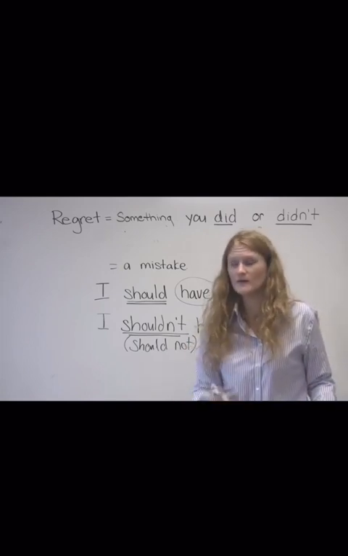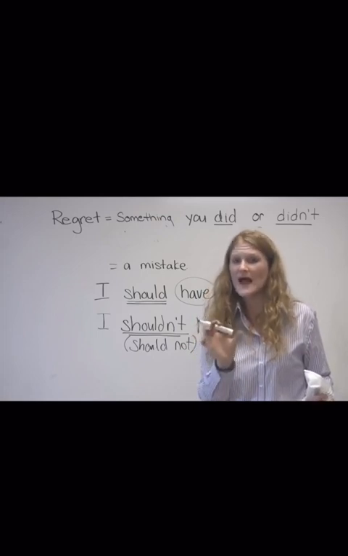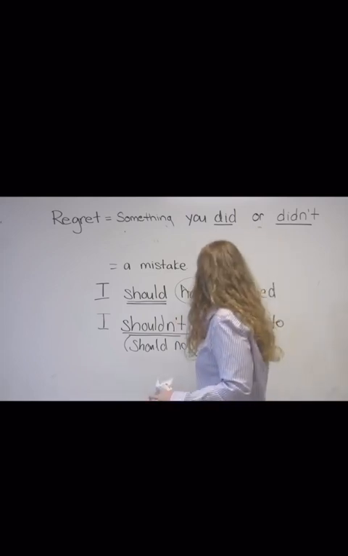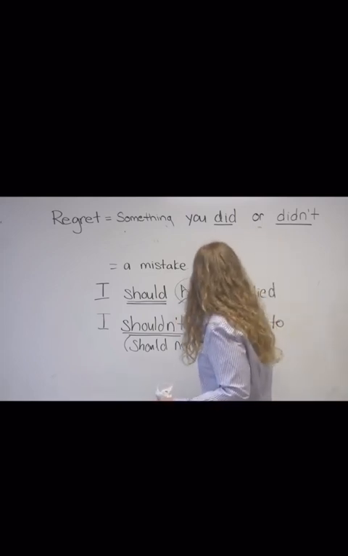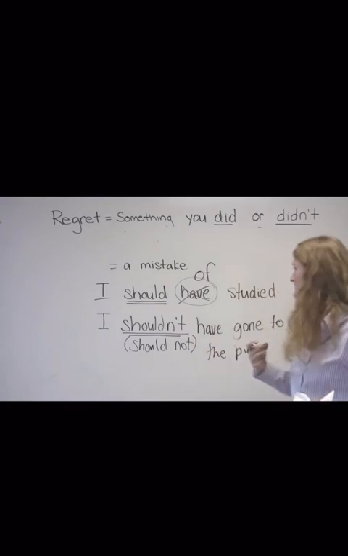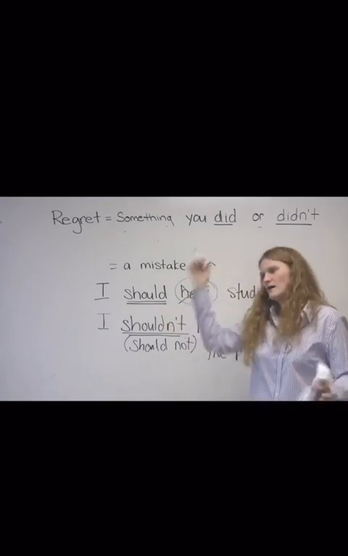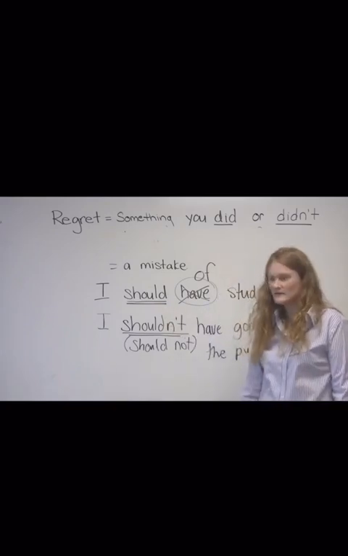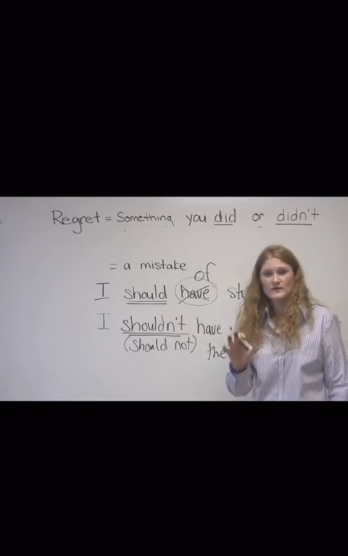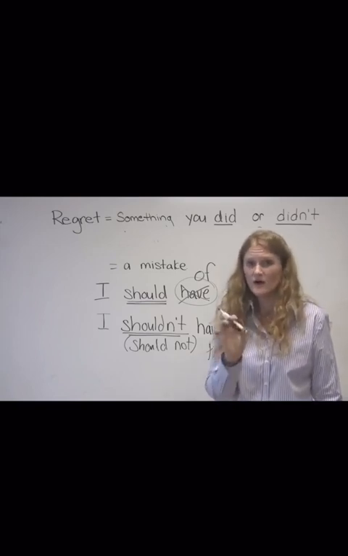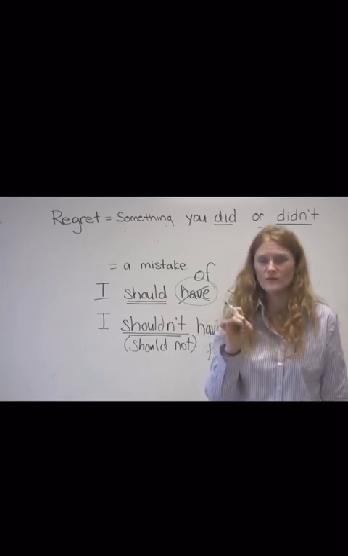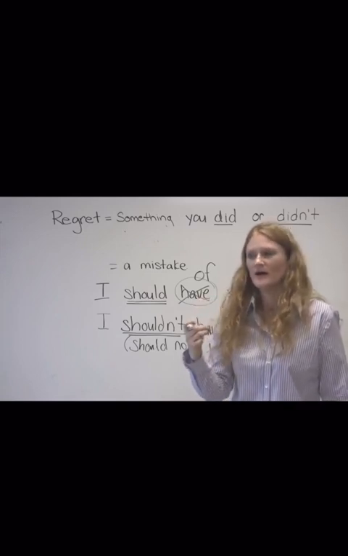When we pronounce this, we actually don't say have. We change it to of. So natural English pronunciation, we say, oh, I should of studied. I shouldn't of gone to the bar. So very important. Remember, when you're writing it, always write have, but when we say it, we always say of. I should have said of instead of have.